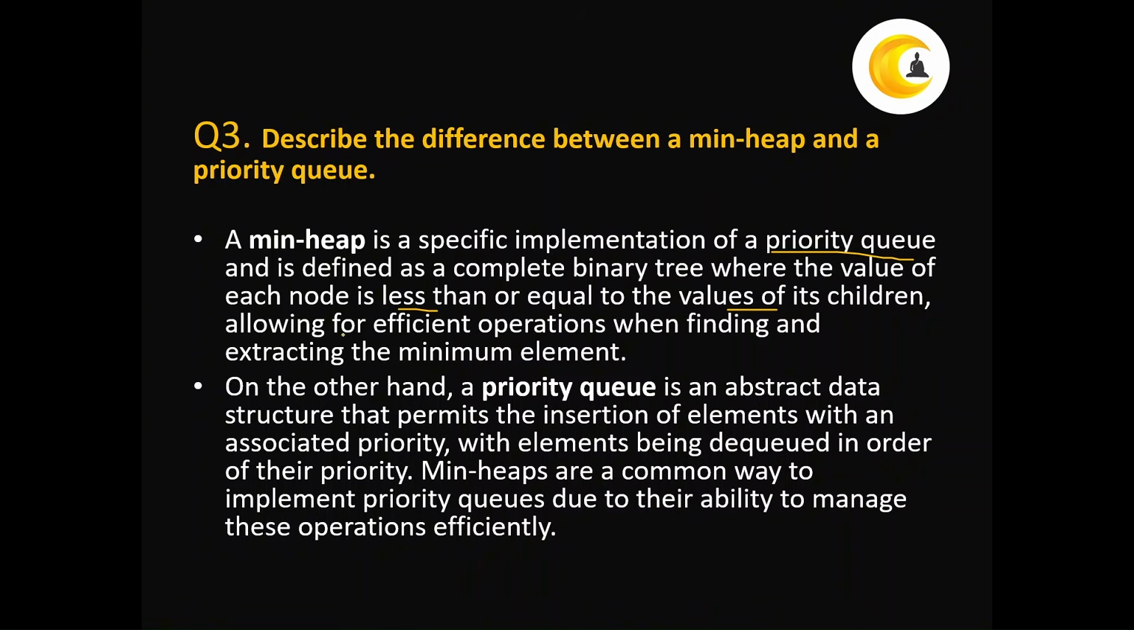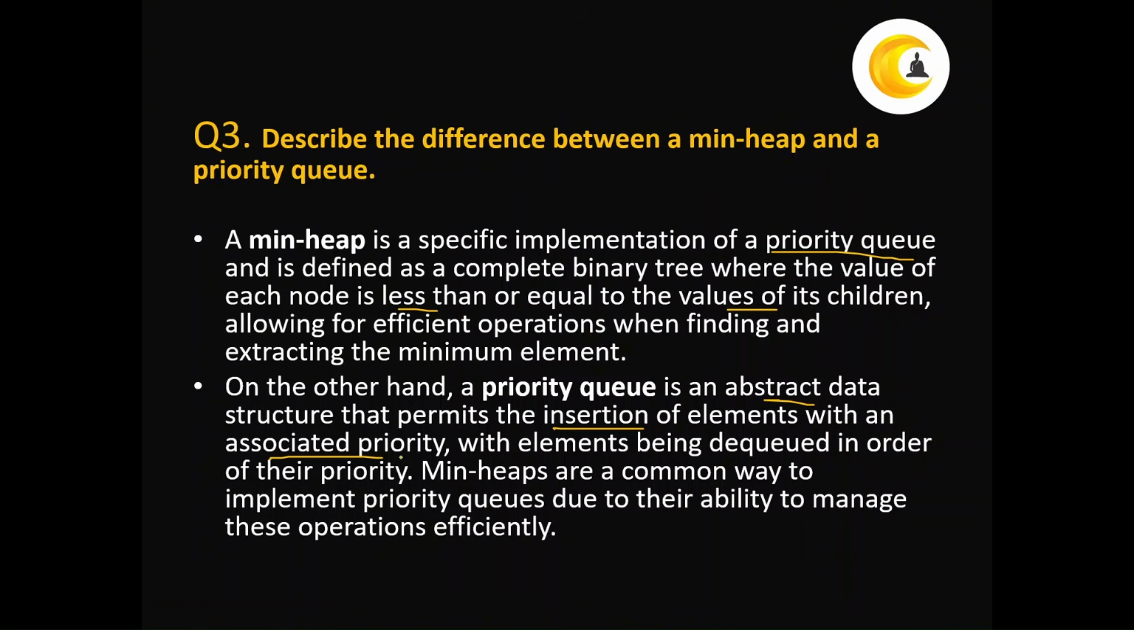On the other hand, a priority queue is an abstract data structure that permits insertion of elements with an associated priority, with elements being dequeued in order of their priority. Min heaps are a common way to implement priority queues due to their ability to manage these operations efficiently. So why is it being said that we are using a min heap? Because there is no max heap in Python. If I just consider a general programming language, we always use a min heap and then negate it. Okay, so that is why.